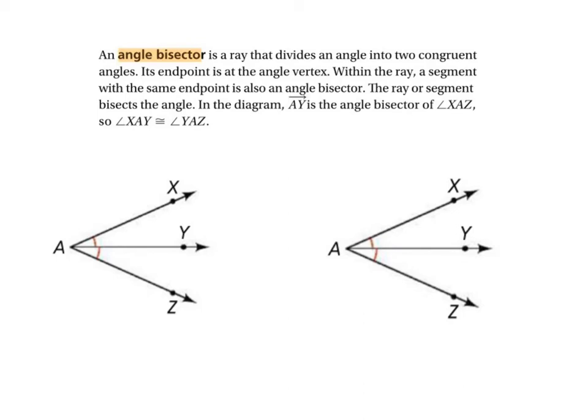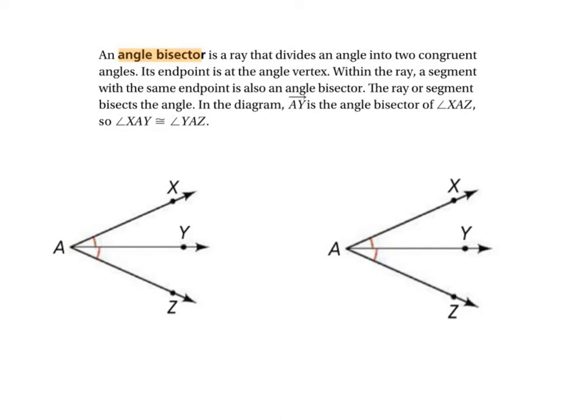All right, one big last idea that we're going to be talking about here is angle bisectors. So an angle bisector is a ray that divides an angle into two congruent angles. If you took this angle, angle XAZ, and you split it into two equal parts, having two smaller angles that were congruent, equal measure, then we know that this ray AY is an angle bisector. Okay, so its endpoint is at the vertex.